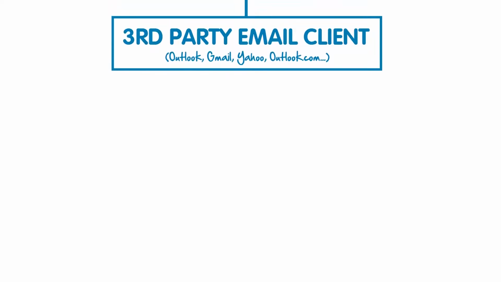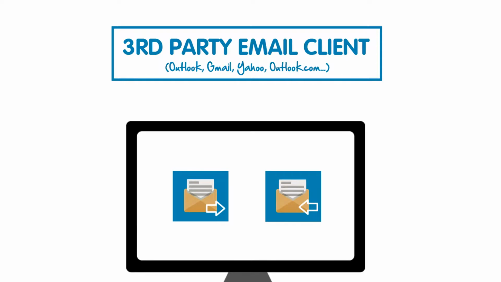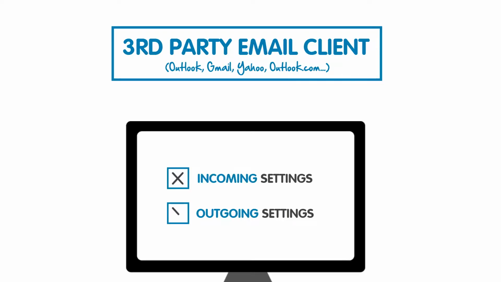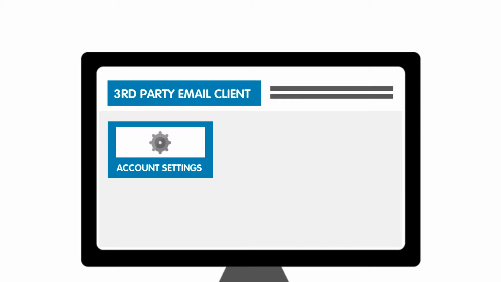If you are using a third-party email client like Outlook or Gmail and find that you are having trouble sending or receiving your emails, then having incorrect incoming and outgoing server settings could be why. Within the email clients that you are using, have a look in your account settings menu.